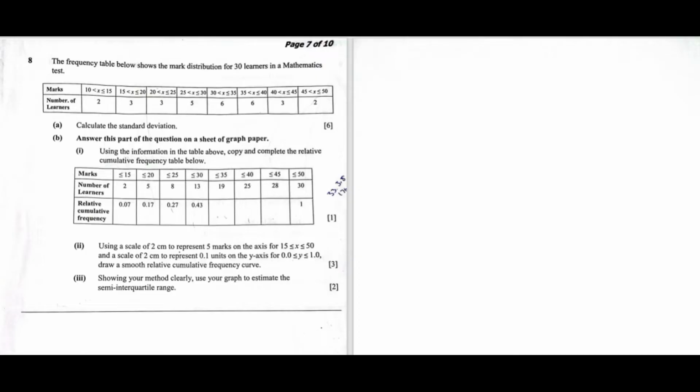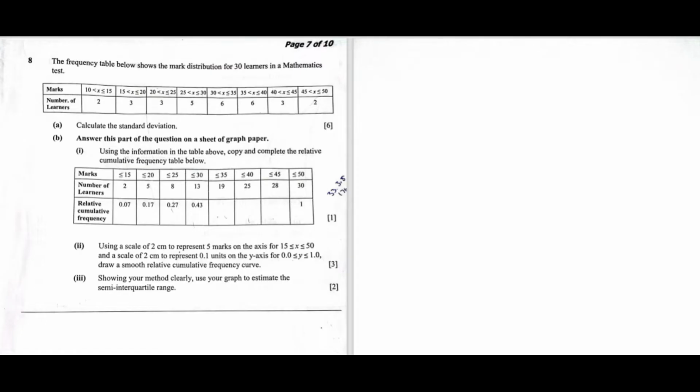The frequency table below shows the marks distribution for 30 learners in a mathematics test. The first question, question A: calculate the standard deviation. What I want us to do is find the standard deviation without forming a table.